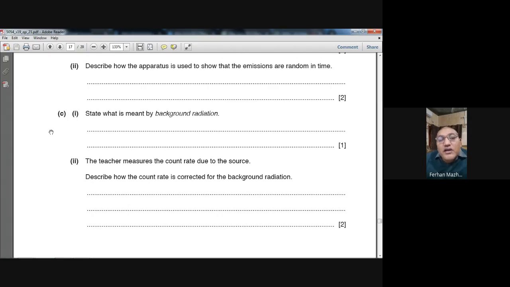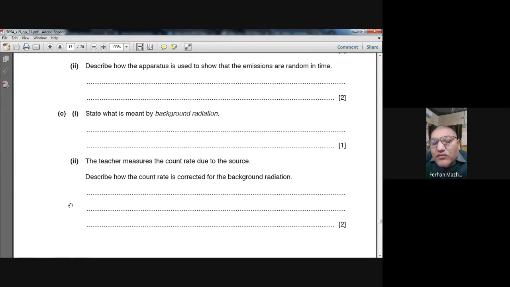A 1 mark question. You see, around us, all the time, radiation is present, and that radiation which is all the time present around us, and our bodies have adapted to that amount of radiation. We are used to that radiation. That is known as background radiation. And the second question is what?